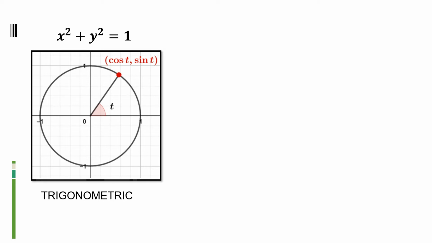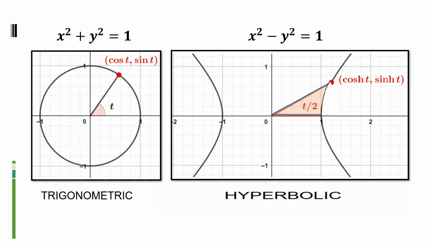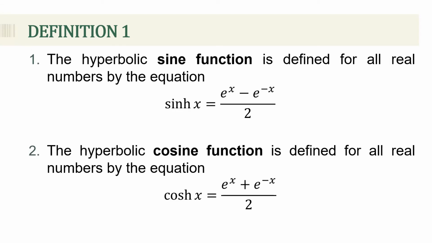Analogously, the hyperbolic cosine and sine functions will give us the coordinates of the points on the unit hyperbola x squared minus y squared equals 1. For the trigonometric functions, t represents a central angle, while for the hyperbolic functions, t over 2 represents the shaded area. Let us now define hyperbolic functions, starting with the hyperbolic sine and hyperbolic cosine.